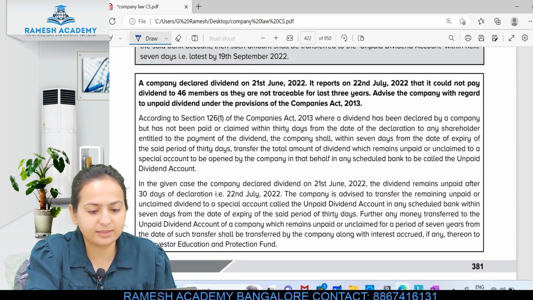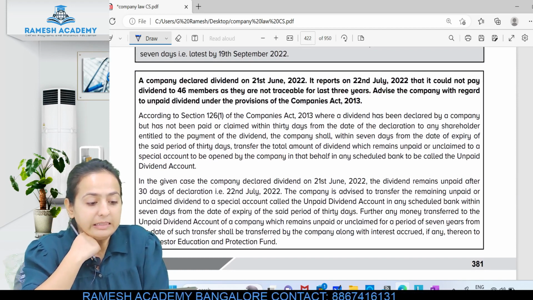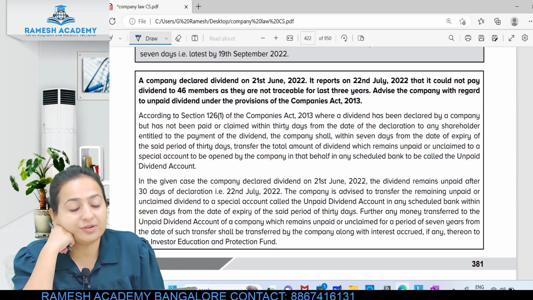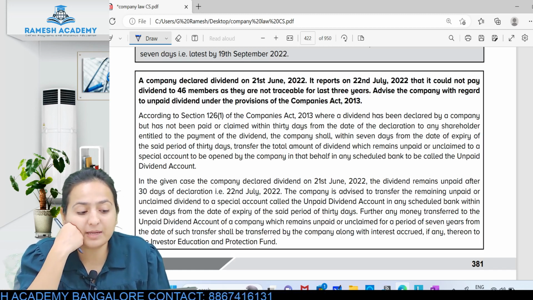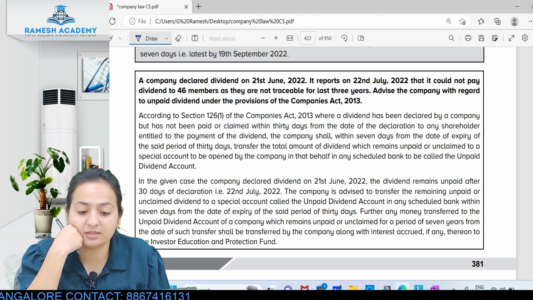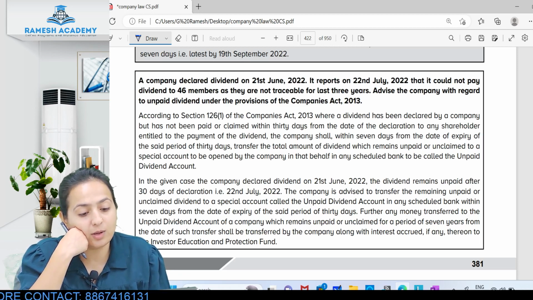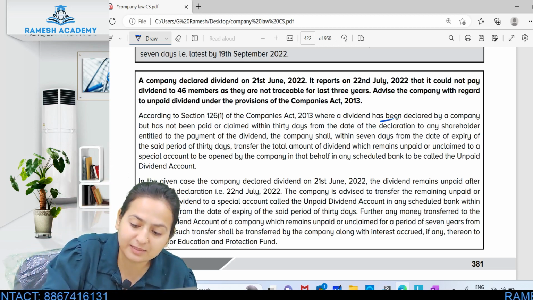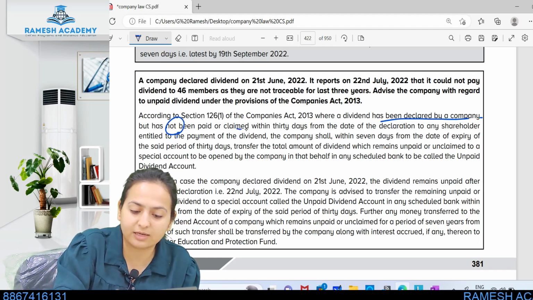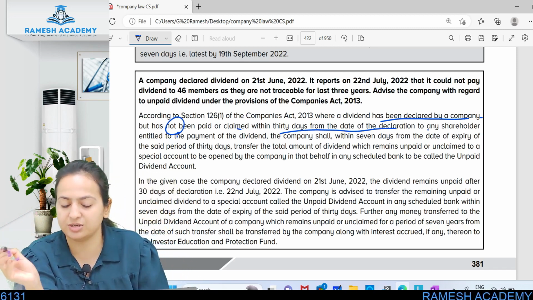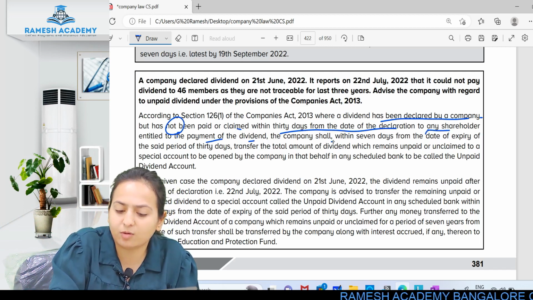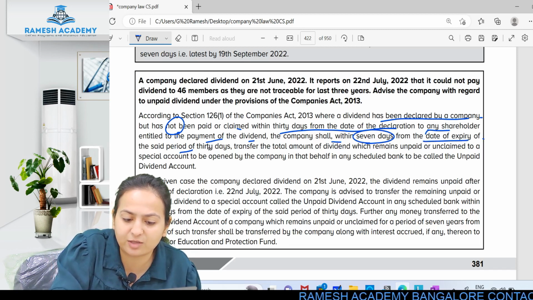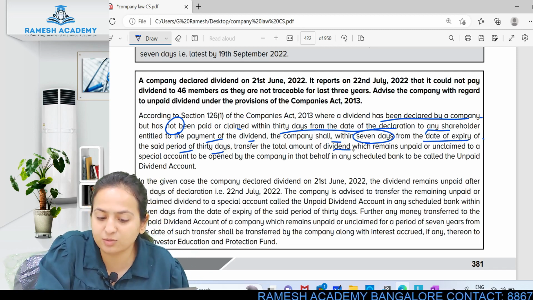So one case study we can do. A company declared dividend on 21st of June. It reports by 22nd July that it could not pay the dividend to 46 members as they are not traceable for 3 years. Advise the company with regard to the unpaid dividend account. Where the dividend has been declared by the company and it is not paid or claimed within 30 days from the date of declaration to any shareholder entitled to the amount, then within 7 days from the date of expiry of 30 days, you will transfer it to what?